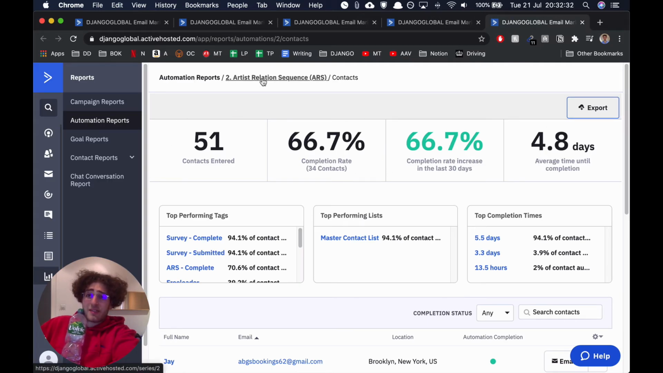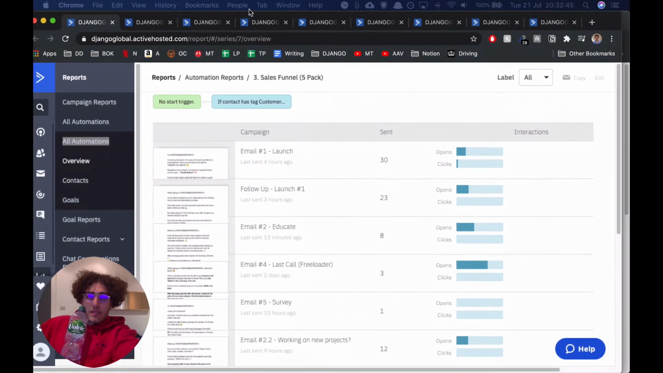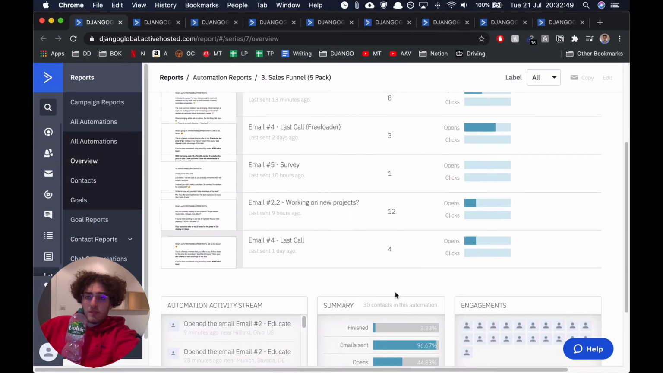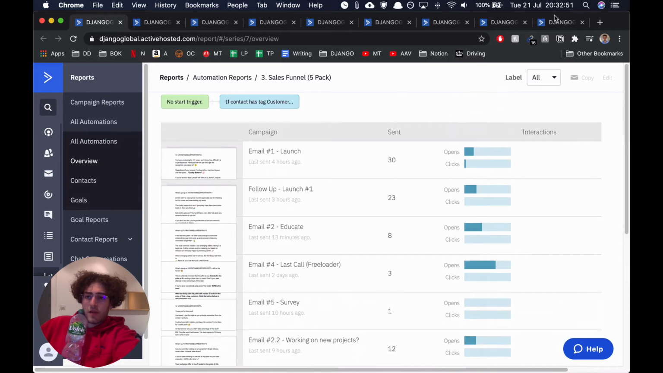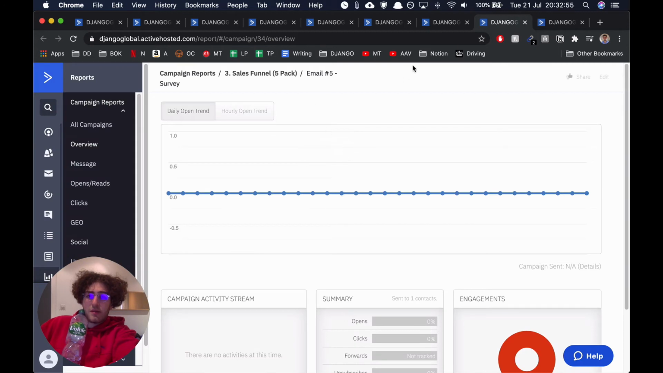This specific sequence or automation doesn't have a goal, but we can see the number of days it takes to complete, which is basically fixed, the completion rate and stuff like that. The next sequence is the sales funnel, and we can see that this has gone out to 30 people, and no one's even completed it yet, to be fair, or 1 person's completed it.